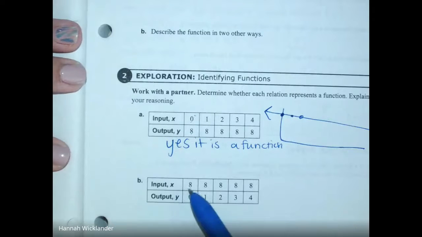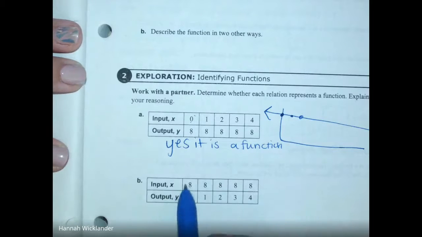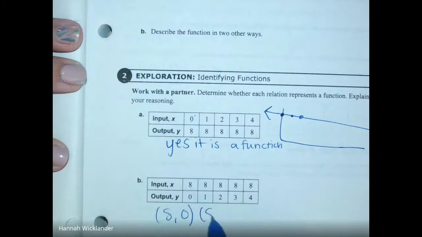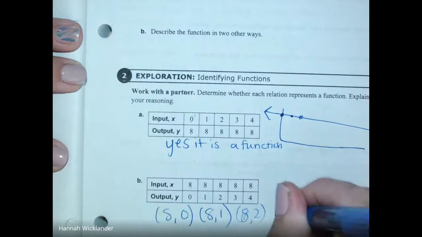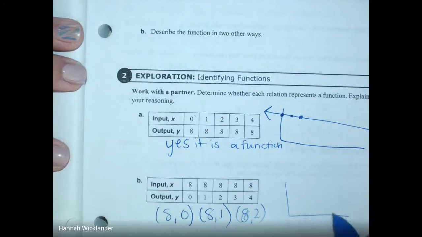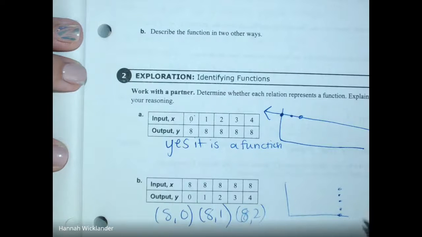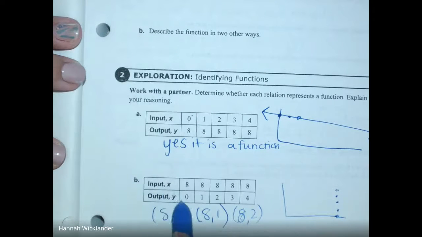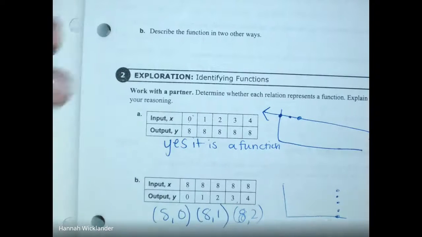And then B, we have 8, 8, 8, 8, 8, and then 0, 1, 2, 3, 4. So if I were to try and graph this as coordinate pairs, 8, 0, 8, 1, 8, 2, it wouldn't be a straight line. So when x is at 8, y is at 0, 1, 2, 3, 4. And so each input has multiple outputs. Remember how I said there can only be one y value for each x value? Well, there's multiple y values for the same x value. So no, not a function.